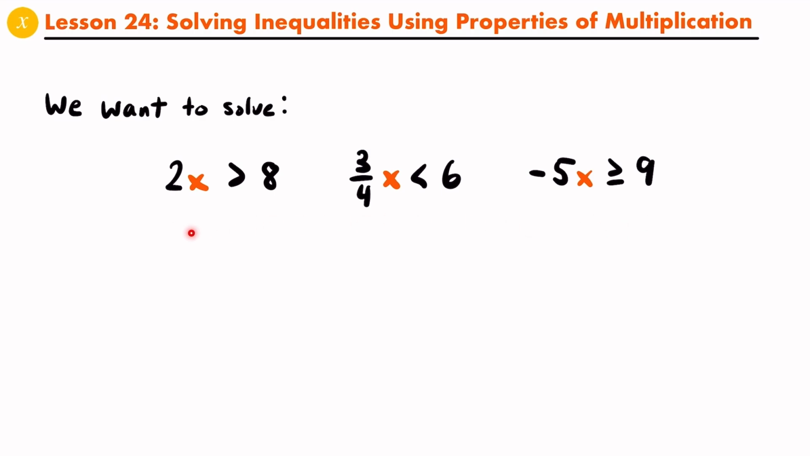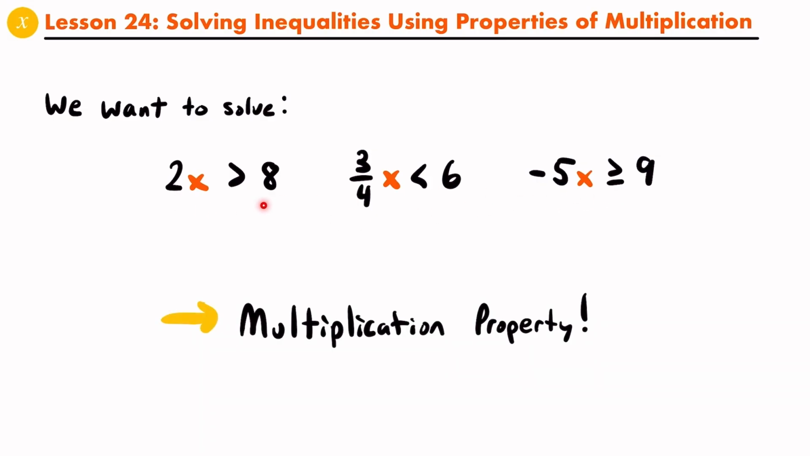But with these inequalities right here, there is a number in front of the variable, or a coefficient, that is preventing these inequalities from being in that form. So in order to solve these inequalities or get their solution sets, we would need to remove those coefficients. And so just like with solving equations, when you need to remove a coefficient of a variable, you need the help of properties of multiplication.